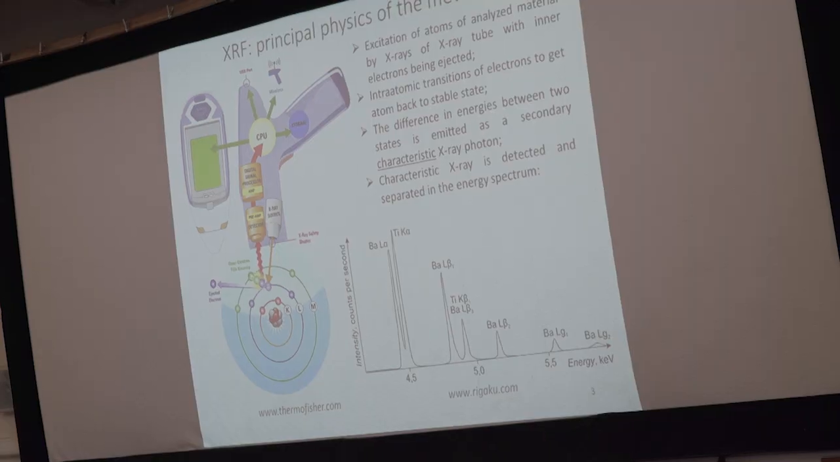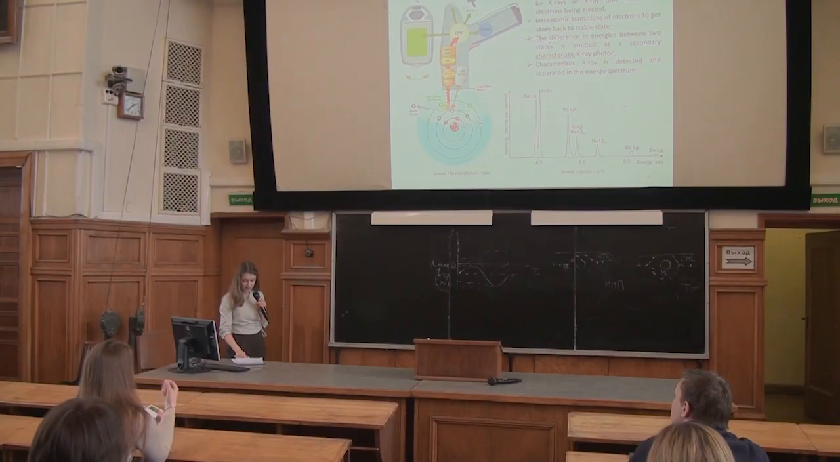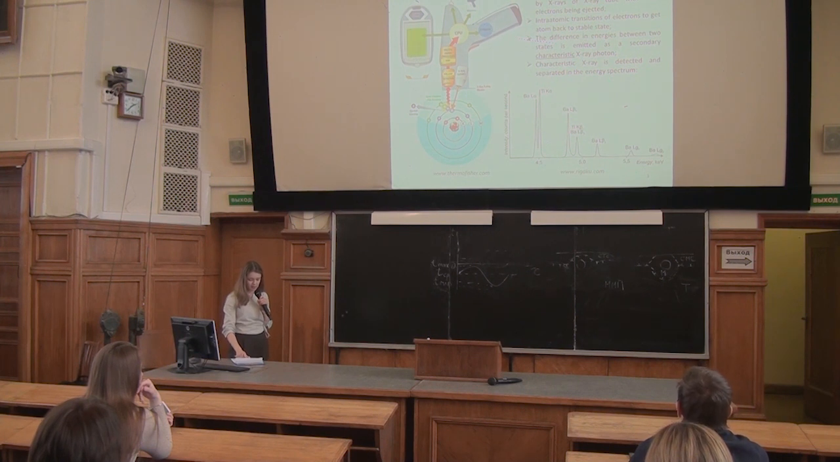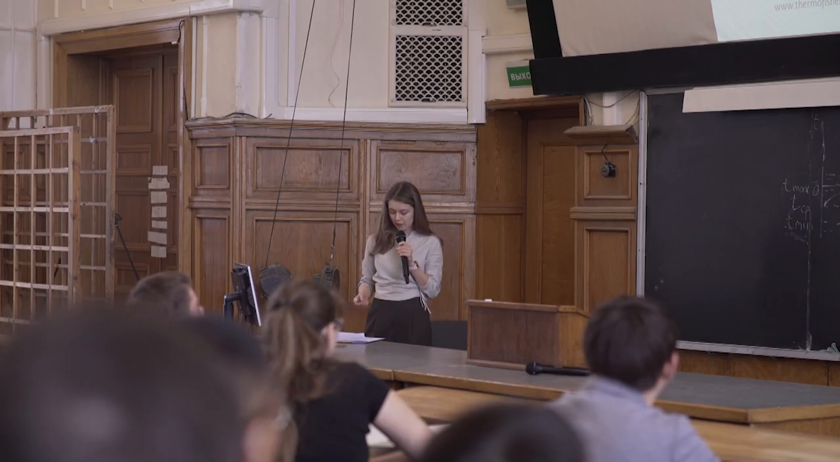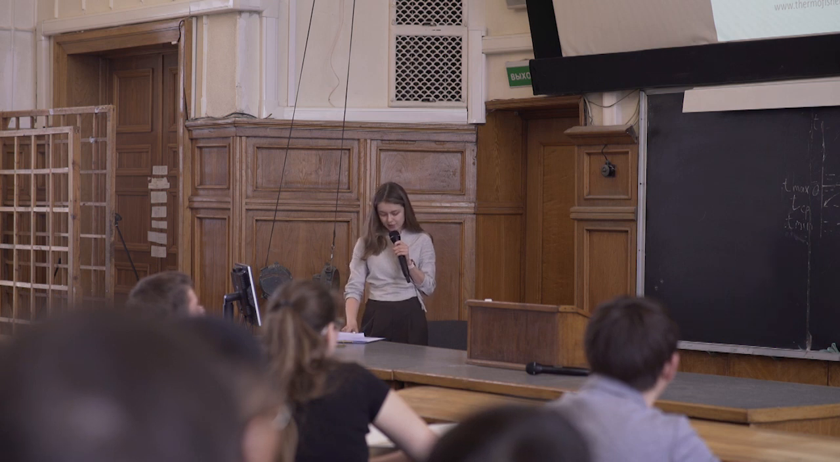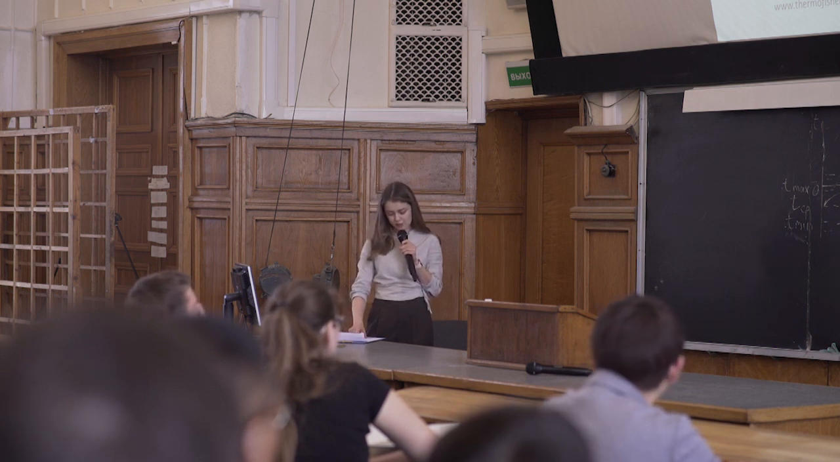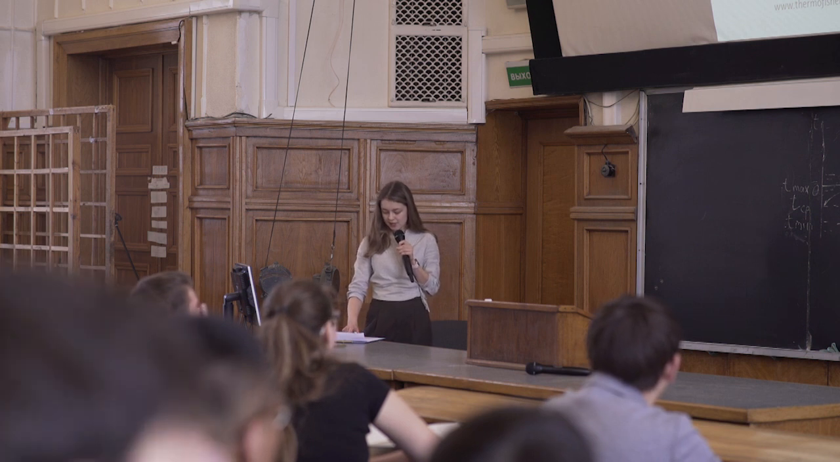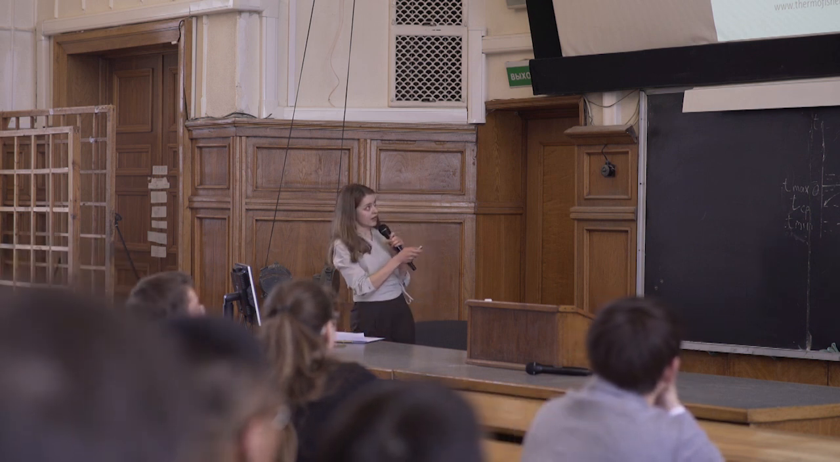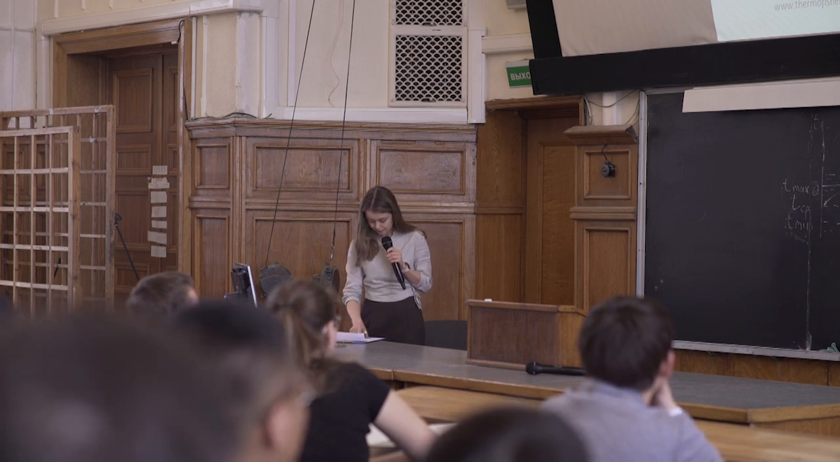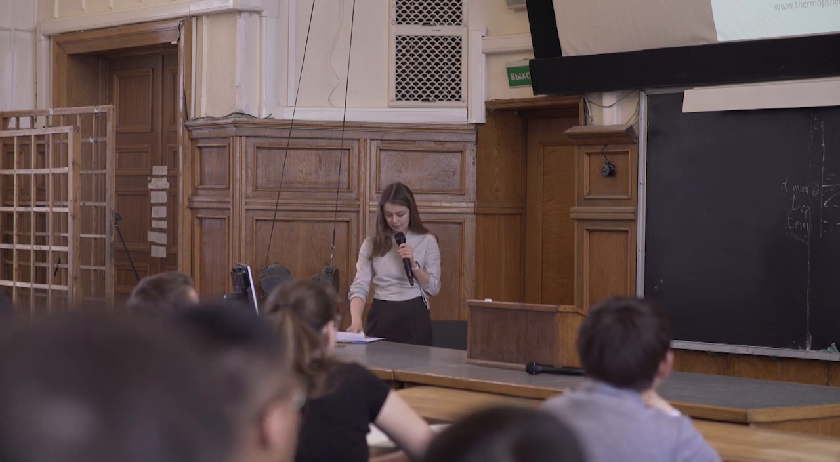And this secondary radiation is received by a detector and displayed in the spectrum. Each electron transition in each specific element has its individual energy value, so by the energy of the photon, we can decide on the atom of which element emitted that photon. That is why secondary radiation is also called characteristic radiation. And by the intensity of that secondary radiation, we can say how many atoms of that kind there are in the matter being analyzed.